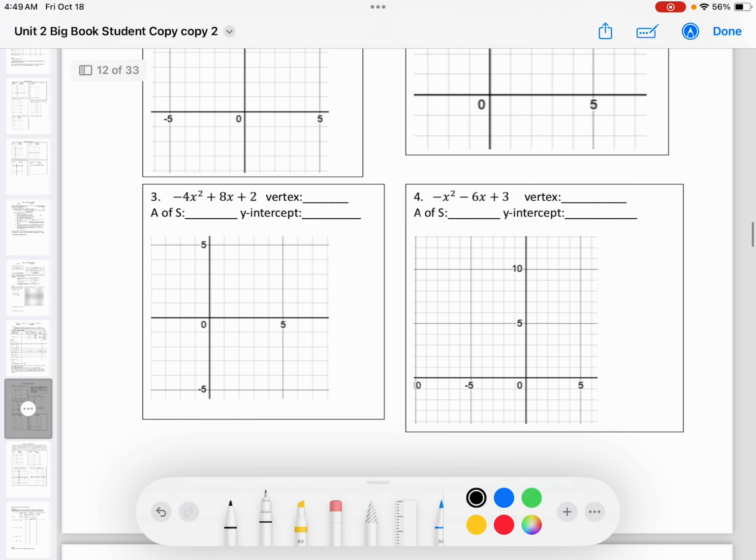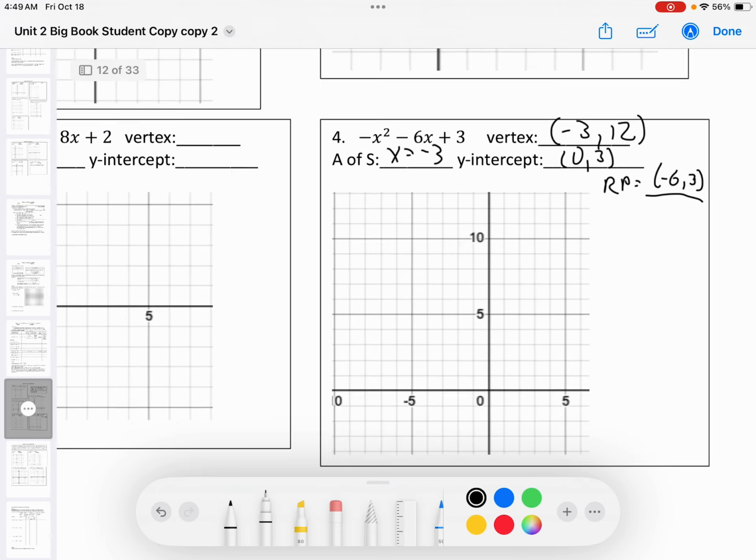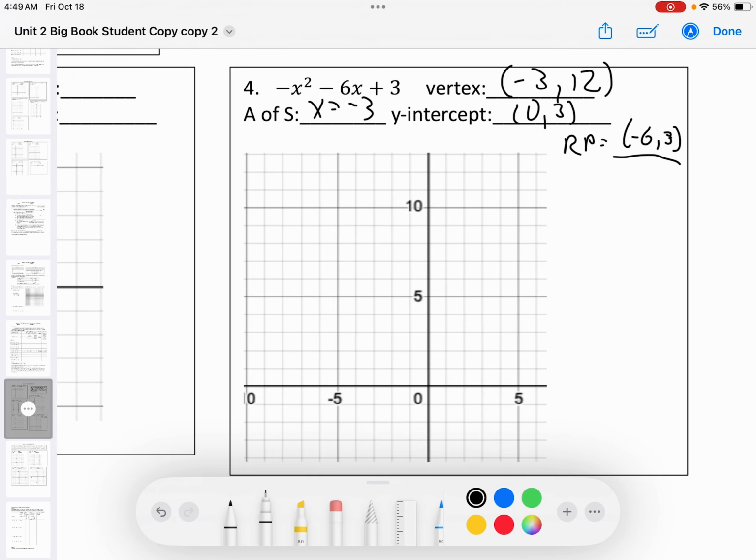So for this function, we found that the vertex was at the point (-3, 12), which put our axis of symmetry at x = -3. Our y-intercept was the point (0, 3), and our reflection point was the point (-6, 3). So those are all of our key features, our important information that we need to know in order to graph this function. I'm going to start with my vertex.